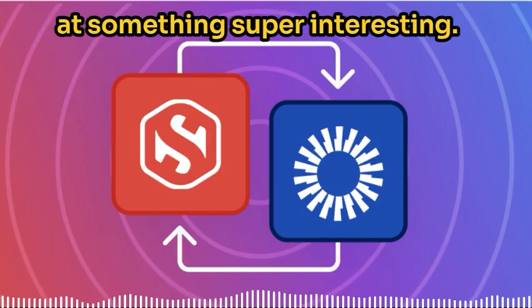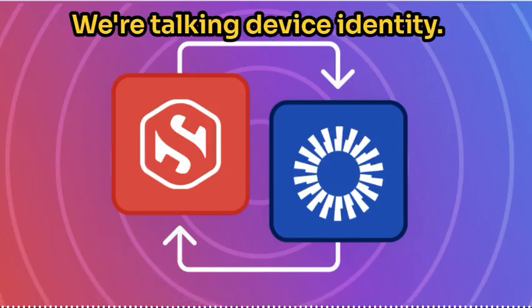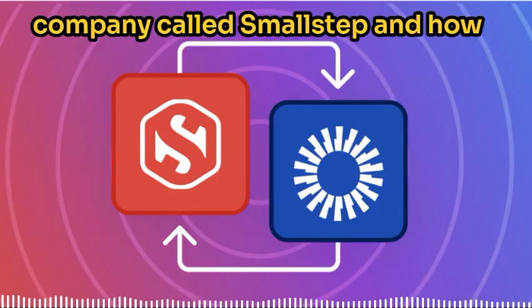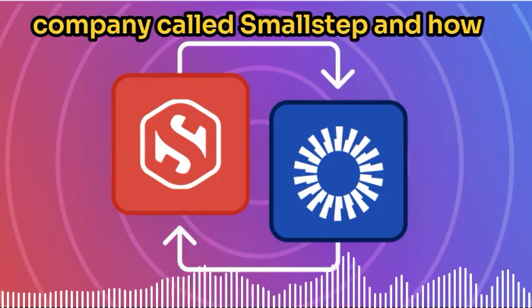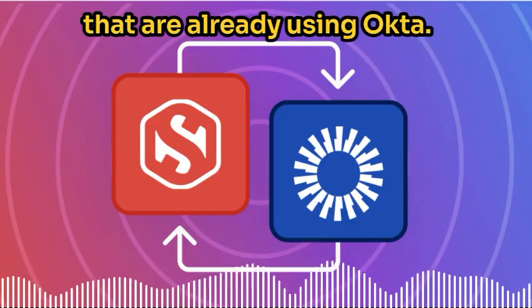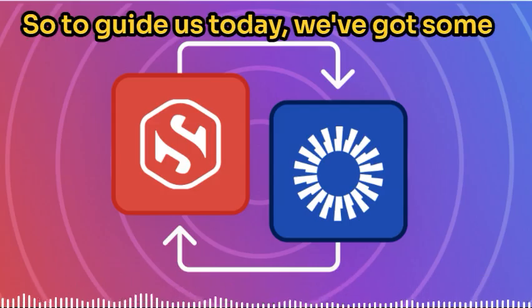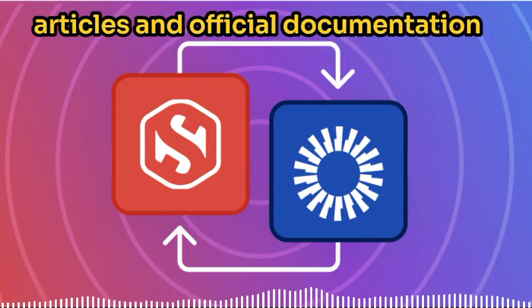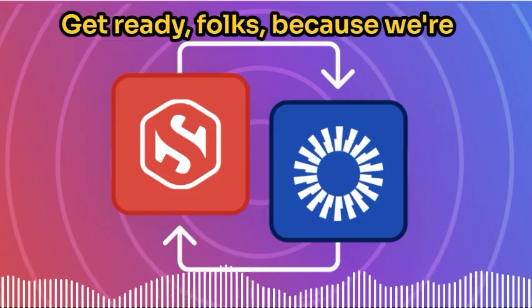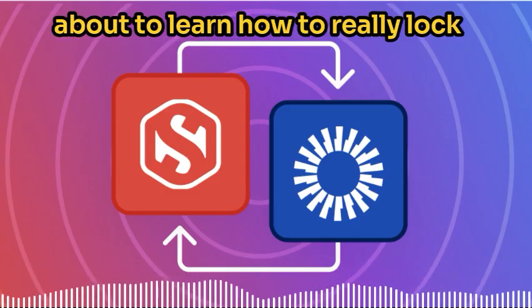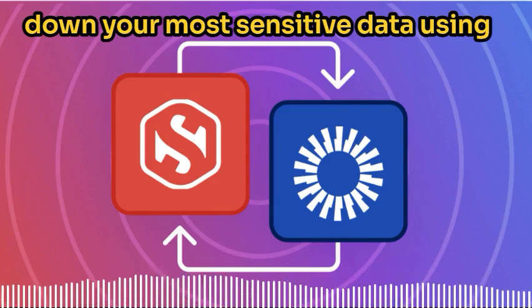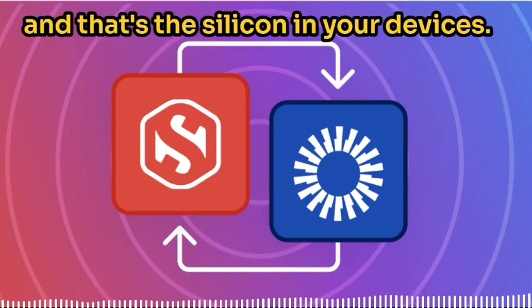Today, we're going to be looking at something super interesting. We're talking device identity. Interesting. We're going to be exploring a company called Smallstep and how they're kind of shaking things up, especially for companies that are already using Okta. To guide us today, we've got some articles and official documentation from Smallstep and Okta. Get ready, folks, because we're about to learn how to really lock down your most sensitive data using something that you already have, and that's the silicon in your devices.